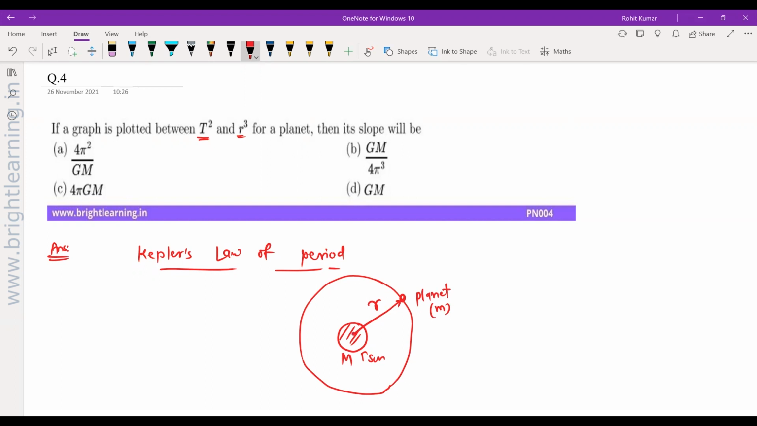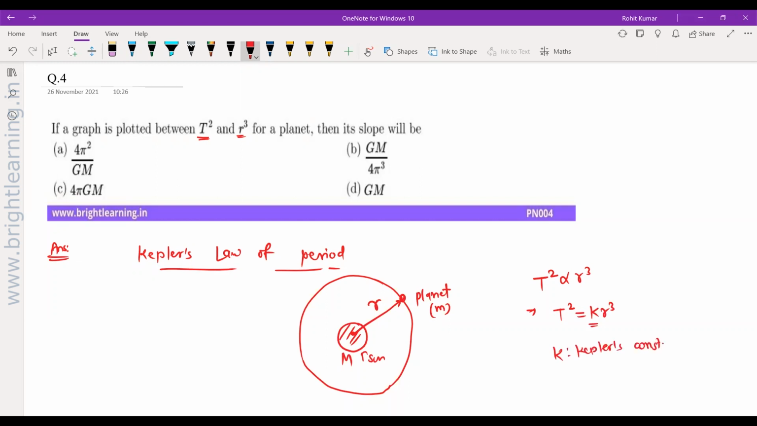Then we can say that time period of revolution of this planet should be directly proportional to r cube, and we need to find this proportionality constant. T square is basically directly proportional to r cube, and we can say that T square should be equal to k r cube, and we need to find this constant k. This k is called Kepler's constant.